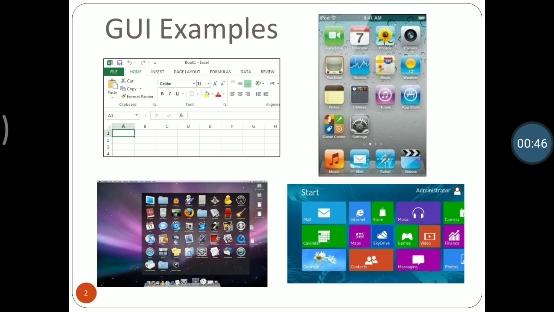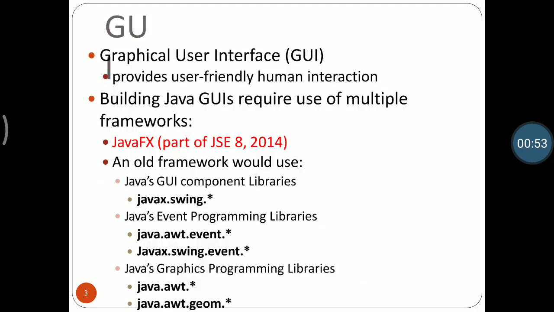So only interaction is not enough. Interaction should be user friendly. As we can see here, GUI means graphical user interface. A user interface provides user-friendly interaction. GUI can be created with multiple technologies, but here we will study Java GUI frameworks.